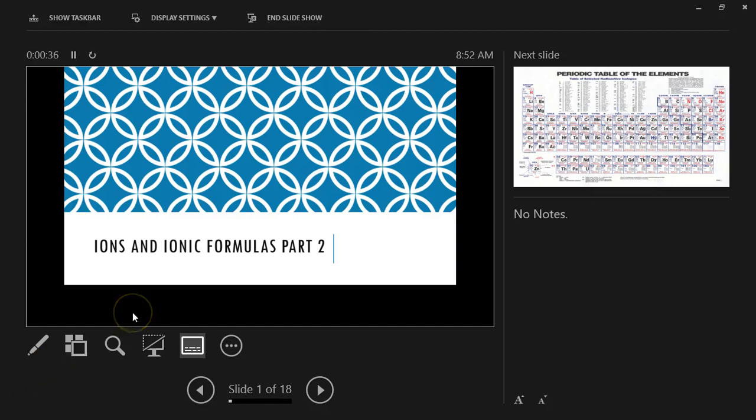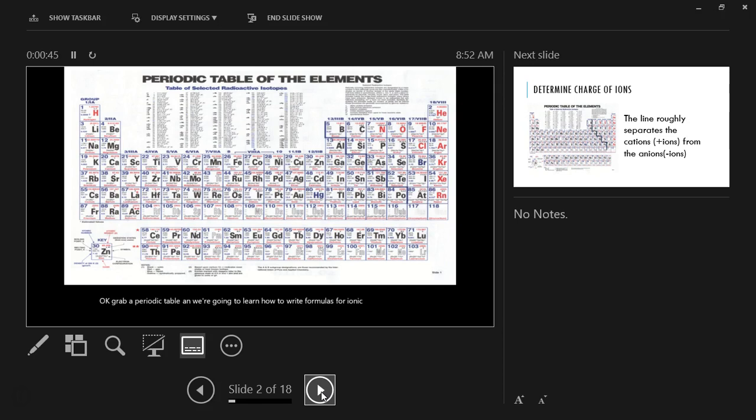Okay, grab a periodic table and we are going to learn how to write formulas for ionic compounds. First, when you're looking at the periodic table, you have to know that the periodic table is the list of all the elements, and some of the elements are metals and some of them are nonmetals, and they are listed differently in the formula depending on whether they're a metal or a nonmetal.